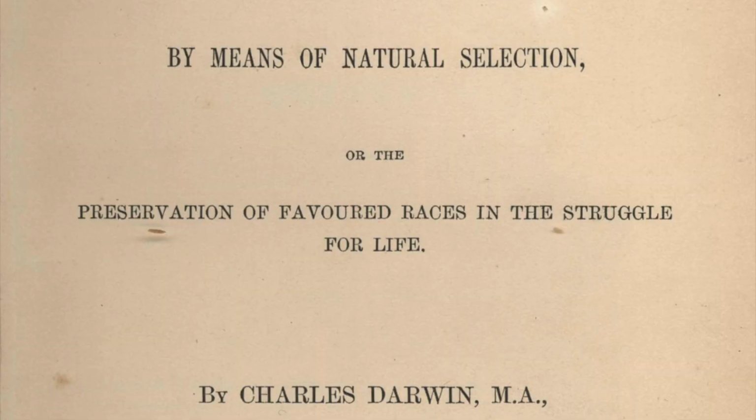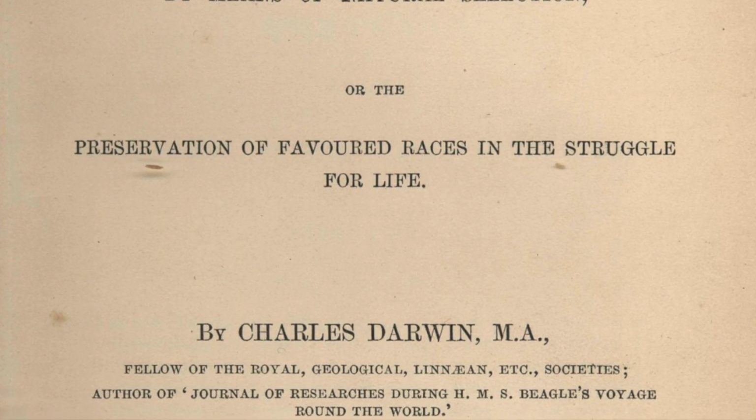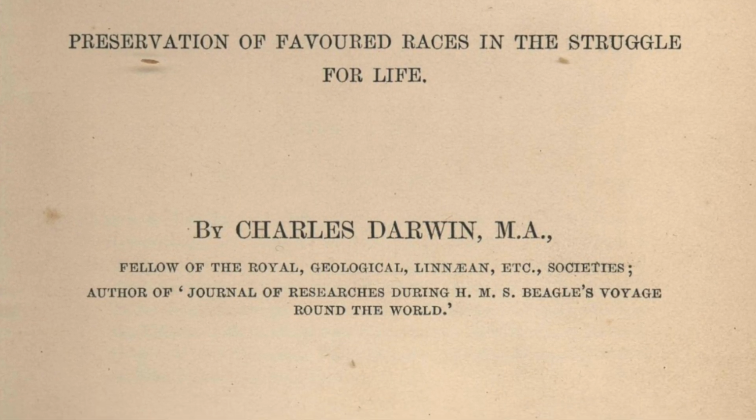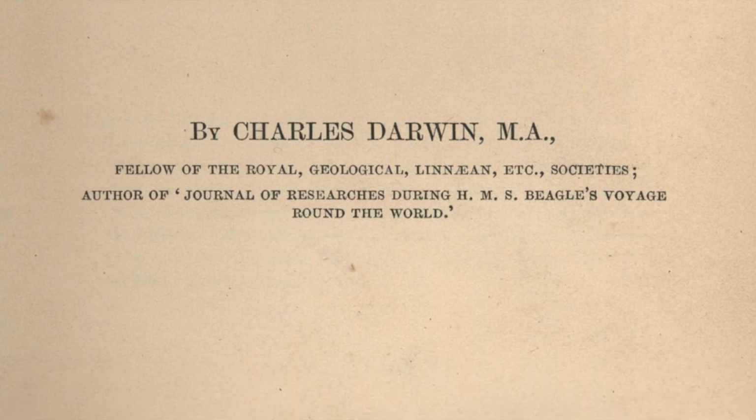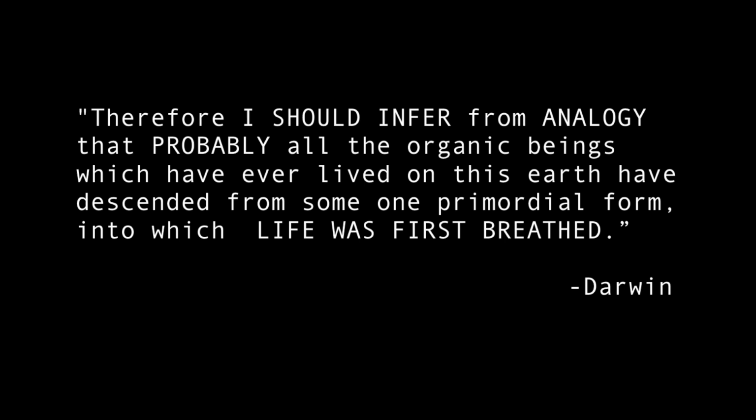In his magnum opus, On the Origin of Species by Means of Natural Selection, or the Preservation of Favored Races in the Struggle for Life, Darwin imagined a complex theory which can be summarized in this quote. "Therefore, I should infer from analogy that probably all the organic beings which have ever lived on this earth have descended from some one primordial form into which life was first breathed." Or to paraphrase, if I were a guessing man, and I am, there was probably a piece of pond scum and someone breathed life into it and eventually all other life forms descended from it.